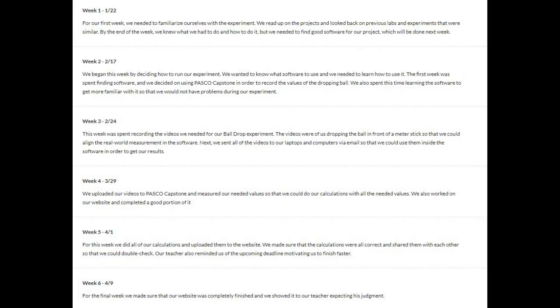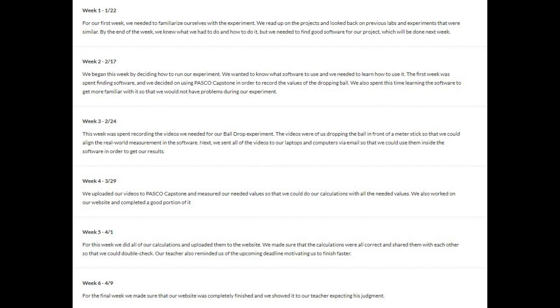For the ELA component of our project, we wrote a diary. For the first week, we familiarized ourselves with the experiment. We read up on projects and looked back on previous labs and experiments that were similar. By the end of the week, we knew what to do and how to do it. We needed to find the software for our project.